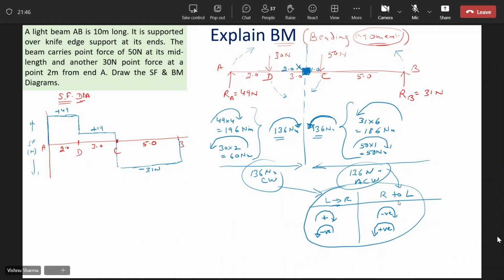Okay. Now, guys, this bending moment, you see, between X and Y, is there any change in the force? Between X and Y, is there any change in the force on the beam?